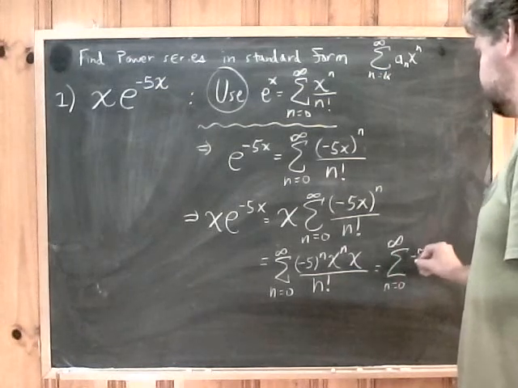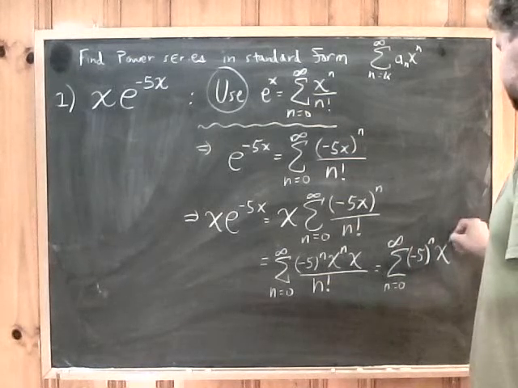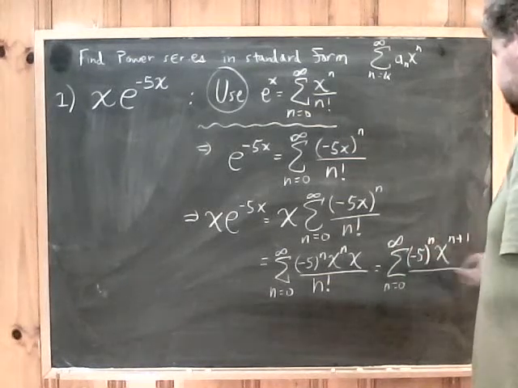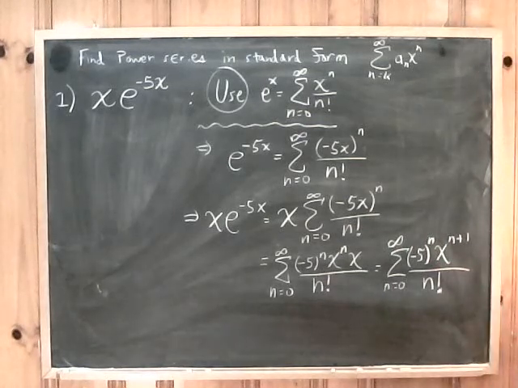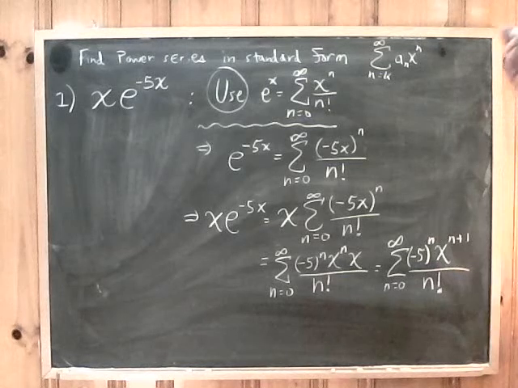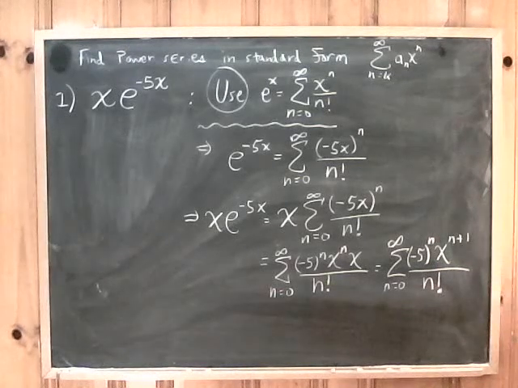So negative 5 to the n, x to the n plus 1 divided by n factorial. Now it's almost there, but it's supposed to be in standard form, and now it has an n plus 1 instead of an n. So this is where you can do a substitution for n.